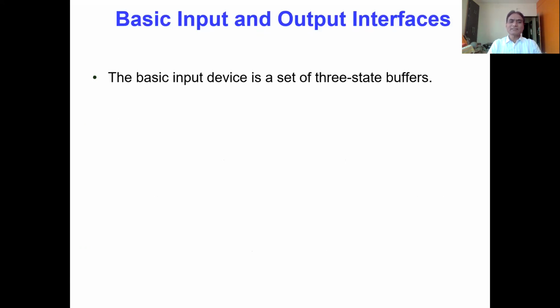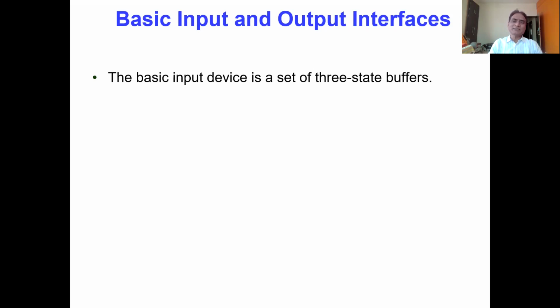Now let us understand the basic input circuit and basic output circuit. What is a basic input circuit? It is basically a tri-state device. What is a tri-state device? The device which has got three states. What are those? Logic 0, logic 1, and high impedance. These are the three states. That is why it is called a tri-state device.